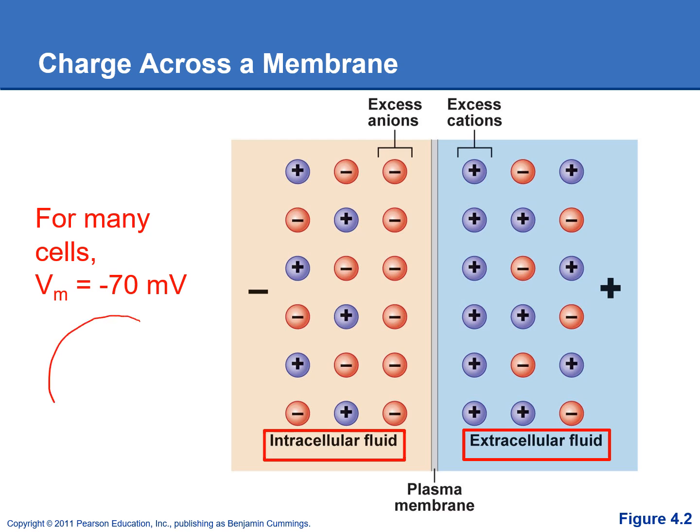And for many of these cells, the resting membrane potential is minus 70 millivolts. That's a good number to memorize because we'll be talking a lot about that resting membrane potential with the neurons in chapter 7. So how I would draw that is I would just draw these negative charges inside, and that's all I would draw for a resting membrane potential of minus 70 millivolts.